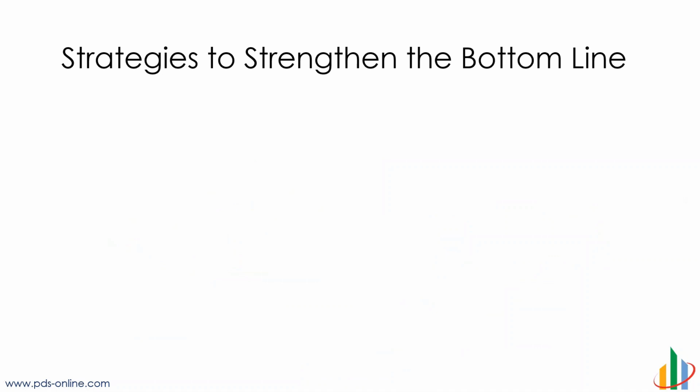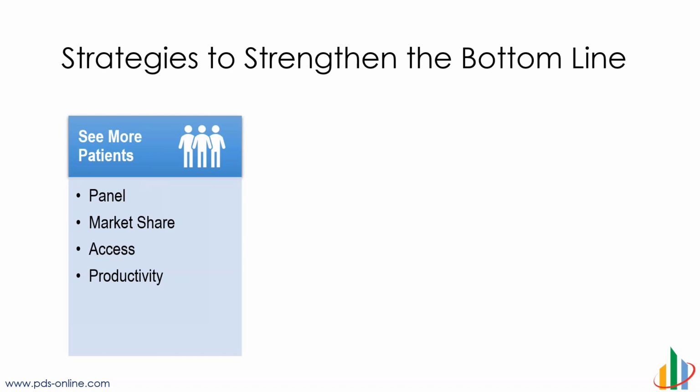Let's talk about some strategies to strengthen the bottom line, and where we want to start. Obviously, there are three key ways I think we can start when we talk about moving towards the bottom line. You can see more patients, improve your volume. You can increase your panel size and your market share. You can look at productivity metrics and patient access metrics to make sure you're getting more patients through the door. Really, we'll talk a lot about improving volume.